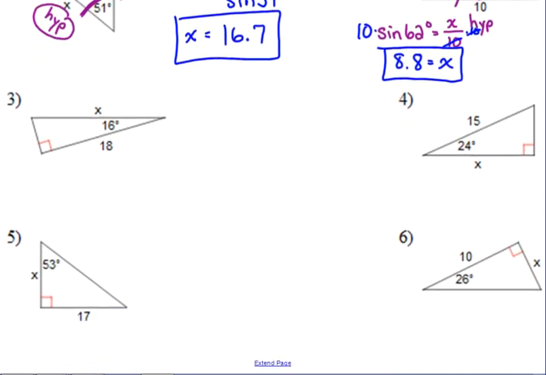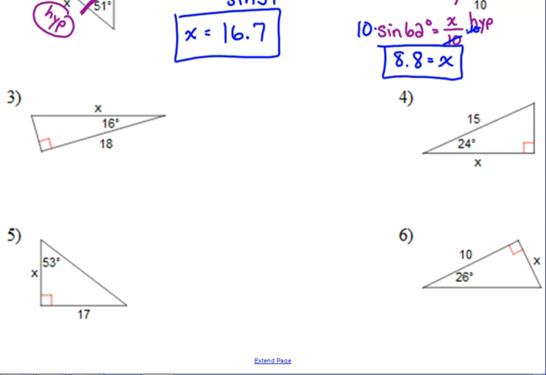Okay, let's look at number 3. Now it's a little crammed in there, but let's see here. 16, draw our little curve, point to the hypotenuse. So our hypotenuse is x. The 18 is the side that is touching that curve there, so that is the adjacent side. So adjacent and hypotenuse is cosine. Cosine of 16 is equal to the adjacent divided by the hypotenuse, so 18 divided by x.